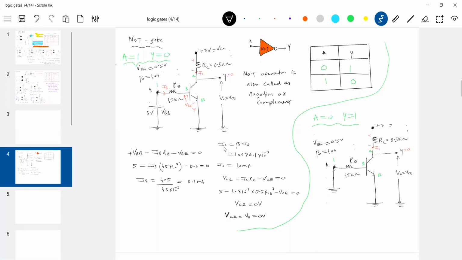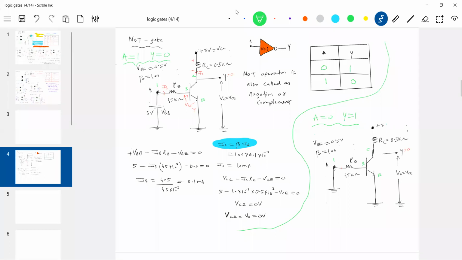If IB is 0, IC must be 0. Sir, how is it? But the cell is there. Okay, come to this formula. If IB is 0, then what happens? Beta will be non-zero anyway, for any transistor it is non-zero. So IC will be 0. So no current flows here.